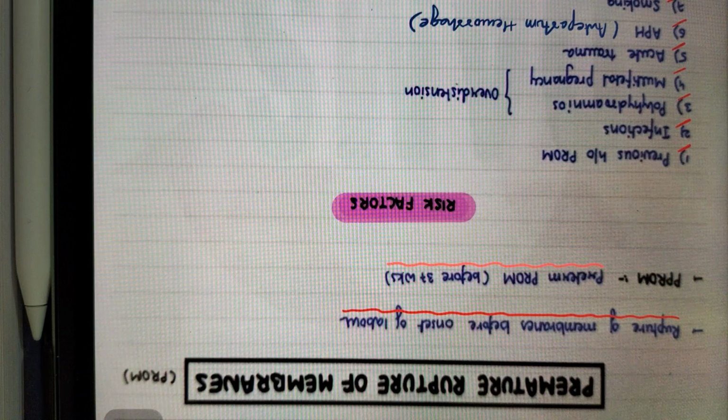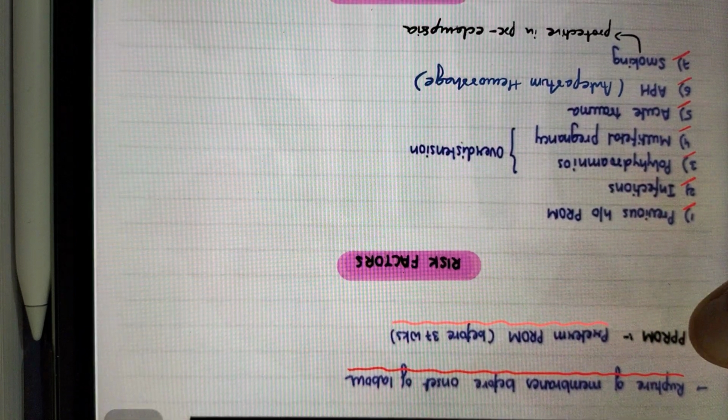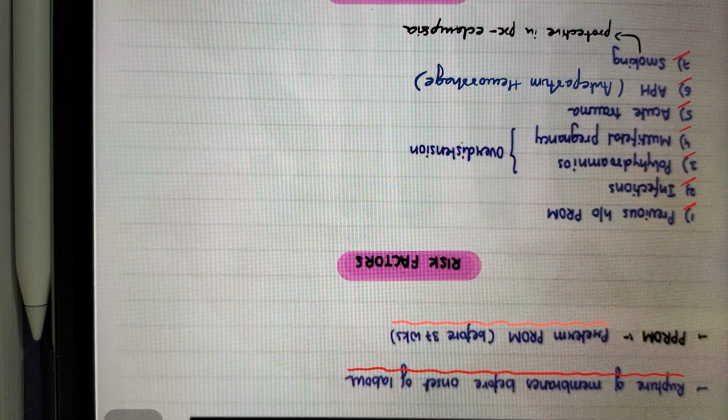Now, what are the risk factors? Previous history of PROM, infections, polyhydramnios, multifetal pregnancy. Now, polyhydramnios and multifetal pregnancy cause PROM due to overdistension. Other risk factors are acute trauma, antepartum hemorrhage, and smoking. Now remember, smoking is protective in preeclampsia.